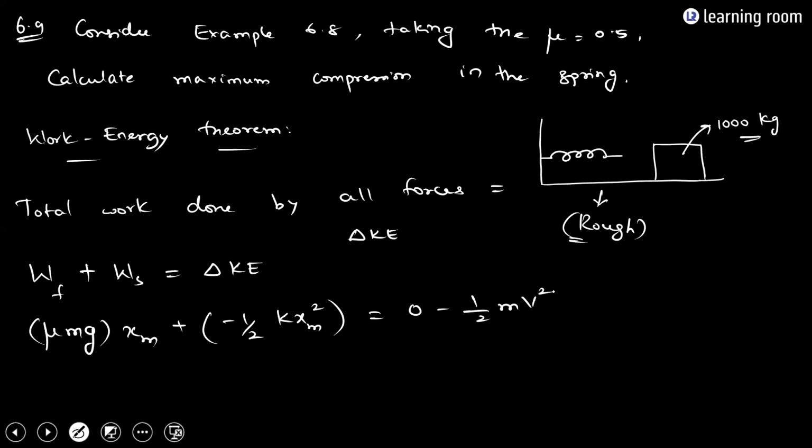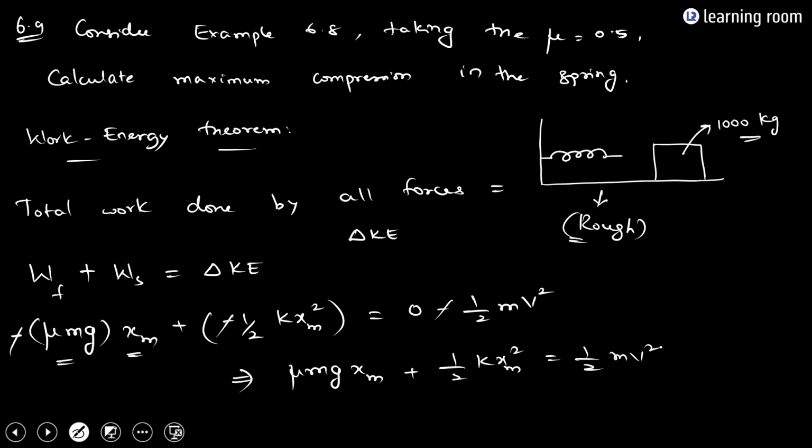Now, if you observe, this mu mg into xm is also going to be negative because the angle between the frictional force and the displacement is 180 degrees, right? When that is the scenario, the minus sign gets cancelled, which implies mu mg xm plus half k xm square is equal to half mv square, right?